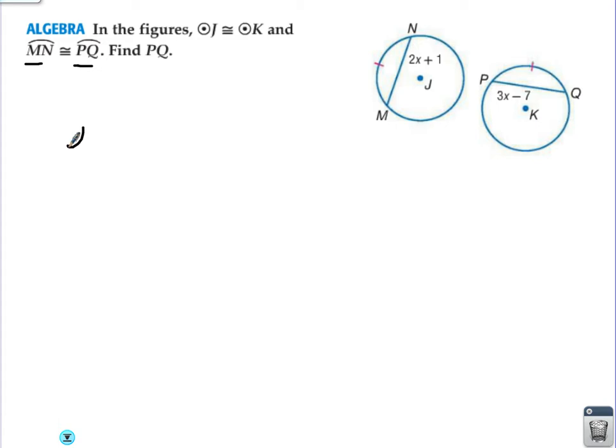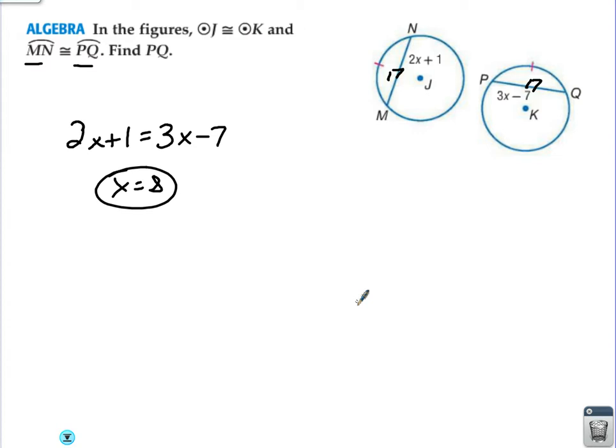So therefore, 2x plus 1, finish the equation there for me. And we do that in our head, don't we? Move our x's to the right, move our numbers to the left. What's x? Perfect. So my chord lengths are 17 and 17 if you want to check that. Questions?